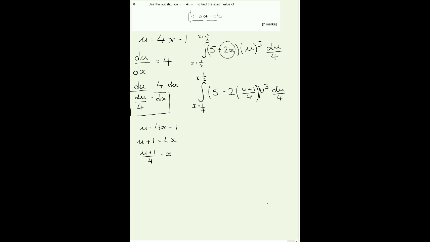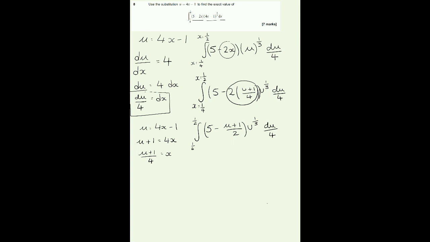So let's tidy up this term by cancelling down. The 2 on the top and the 4 on the bottom are going to cancel down to leave me with a half. So I've got 5 minus u plus 1 over 2, and all of that is being multiplied by u to the third du over 4, and the integration is between 1/4 and 1/2.